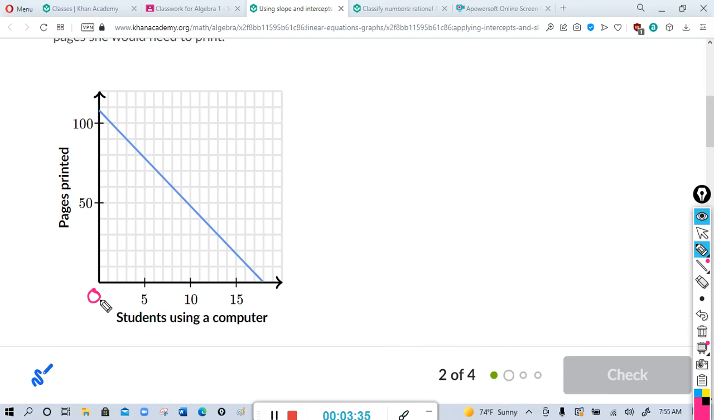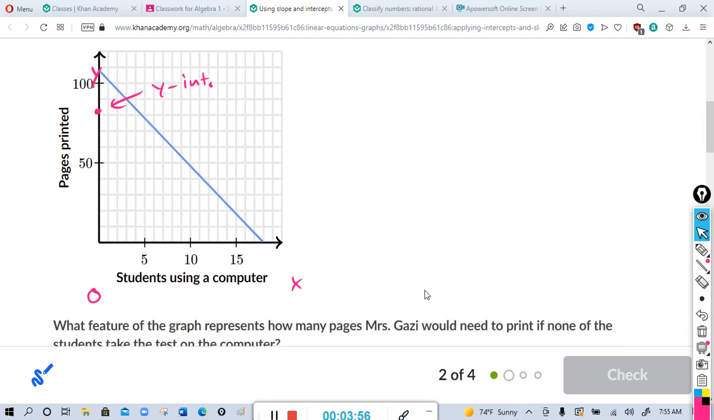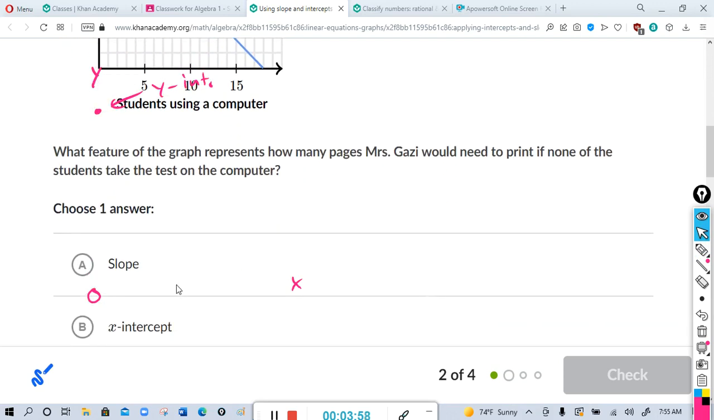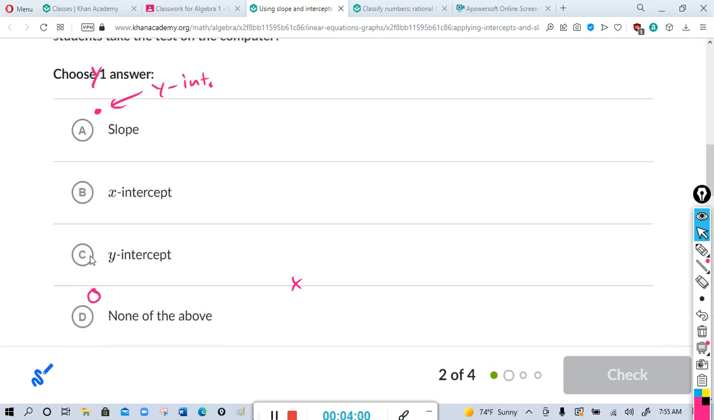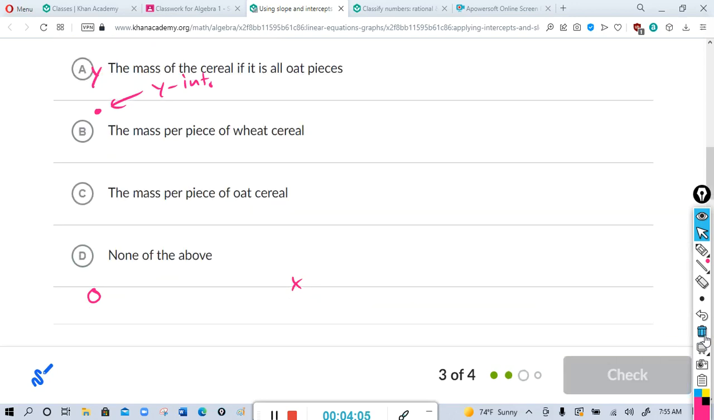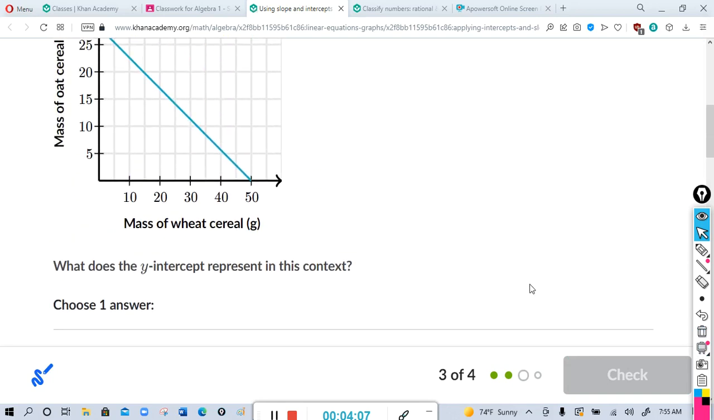So, if 0 students use the computer, that would be this right here. Okay, this is the y-axis, and this is the x-axis. So this dot right here is the y-intercept. All right, so that's going to be the answer. Let's see the choices. The slope, the x-intercept, the y-intercept, none of the above. That's the y-intercept. All right.